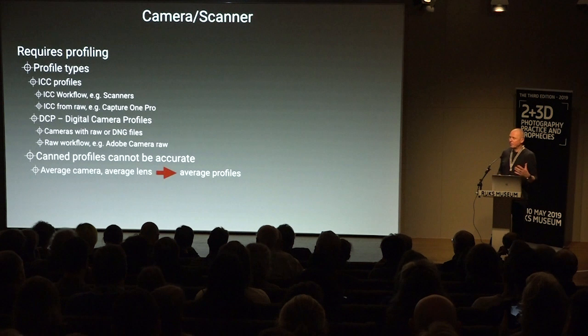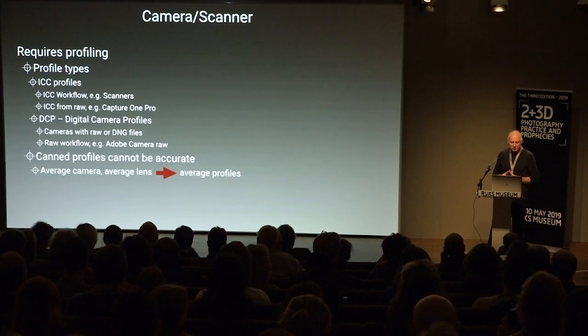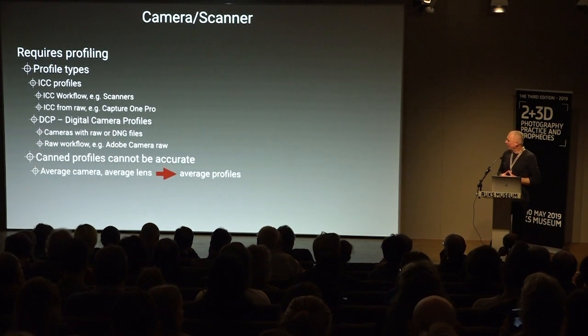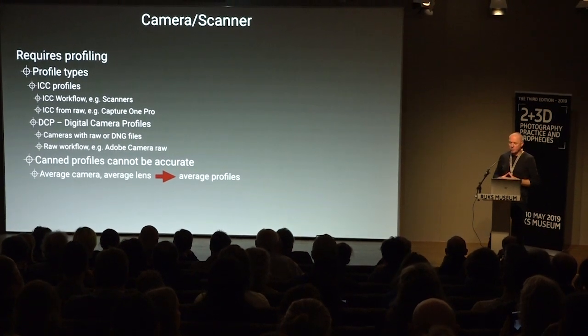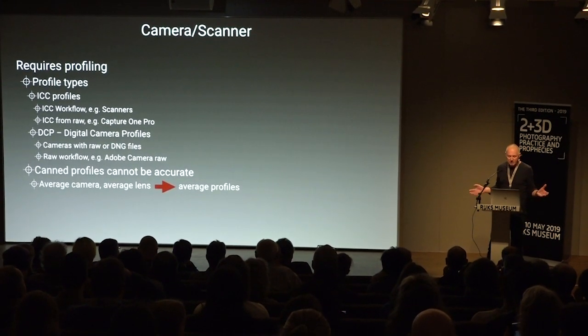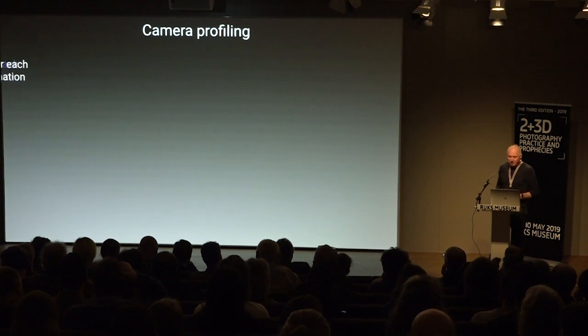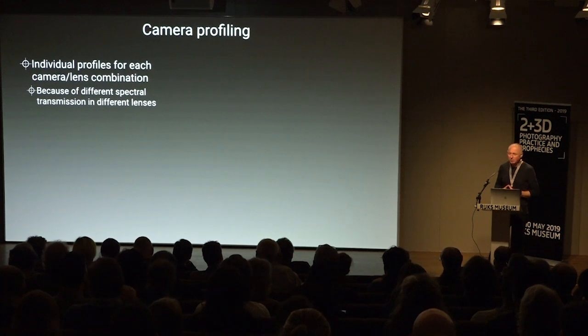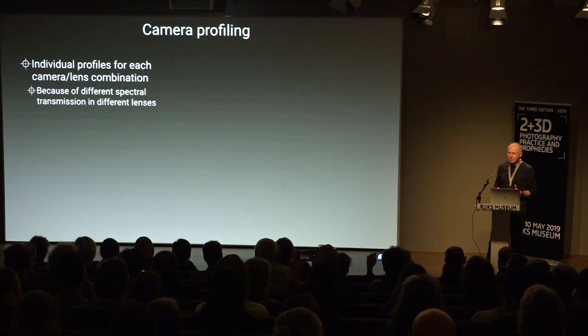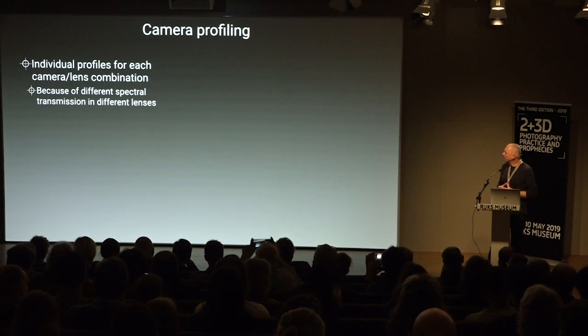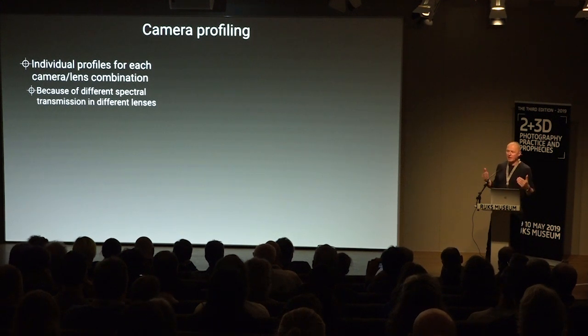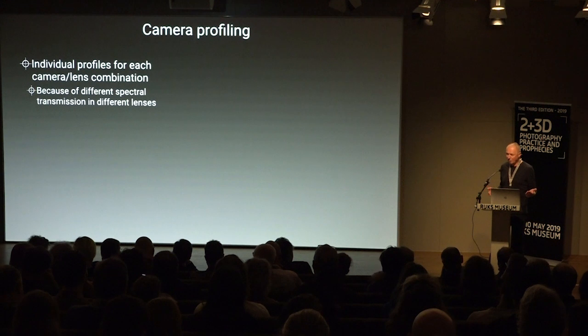A lot of cameras or imaging products, software, come with canned profiles. With a canned profile, which is an average profile, you get average results. So camera profiling is essential. I've seen lenses that differ in their spectral transmission a lot. So you don't only have to profile a camera with a lens, but the same camera with any lens that you use for reproduction.